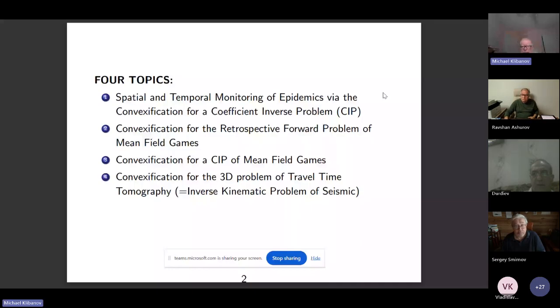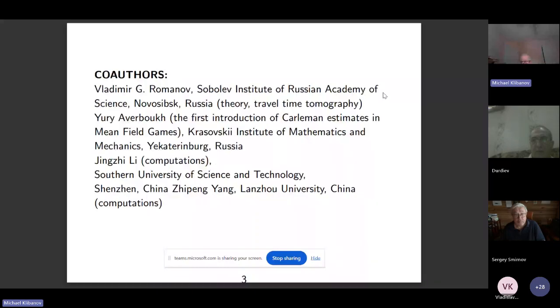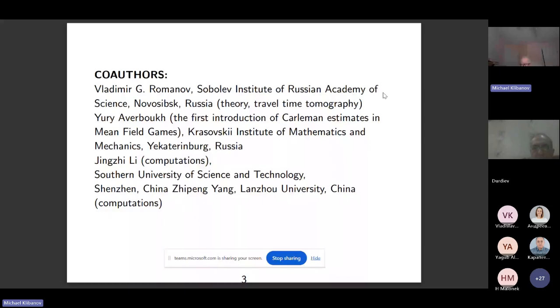So who are my co-authors? Academician Vladimir Gavrilovich Romanov, whom I know for 52 years already, by the way, we have good friendship. We argue with each other, sometimes very harshly, but we really like each other. So he is in Sobolev Institute of Russian Academy of Science in Novosibirsk. Actually, I'm myself from Novosibirsk. We had a great school of inverse problems led by academician Mikhail Mikhailovich Lavrentiev, who is the son of the founder of Akademgorodok, Mikhail Alexeyevich Lavrentiev. So Romanov provided theory for travel time tomography. Very nice theorem he has proven.